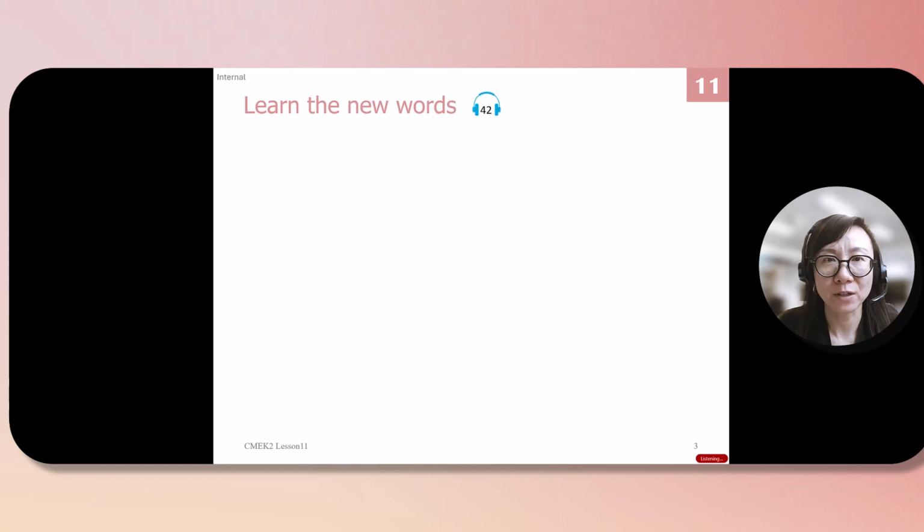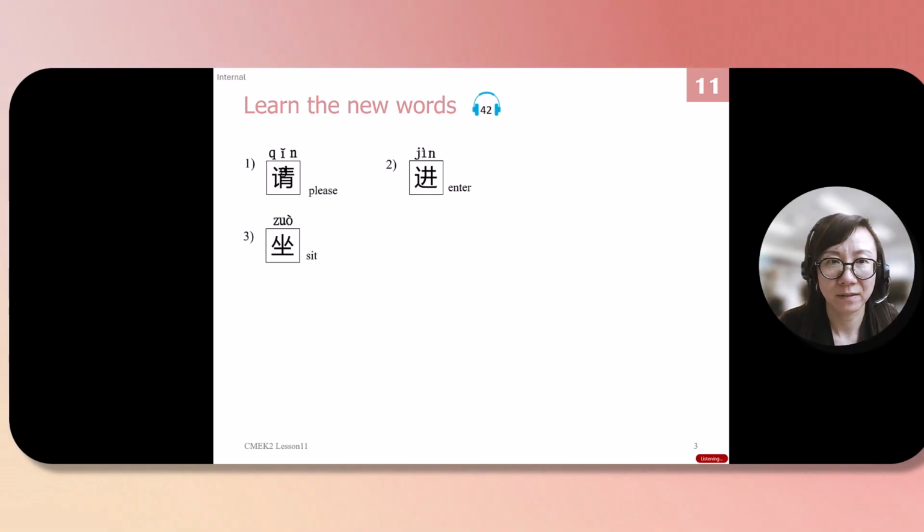Now let's have a look at the new words. 请 please. 进 enter. 坐 sit. And to make a phrase, 坐下, sit down.